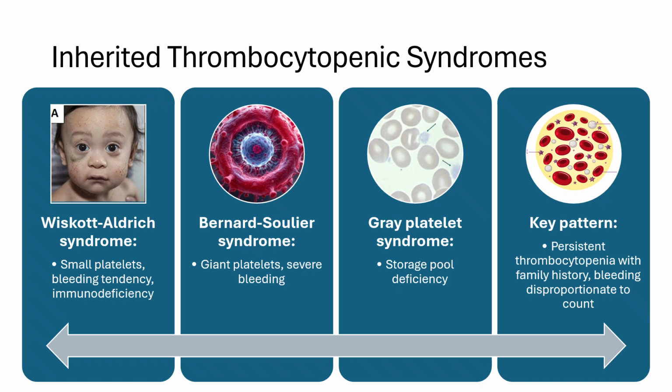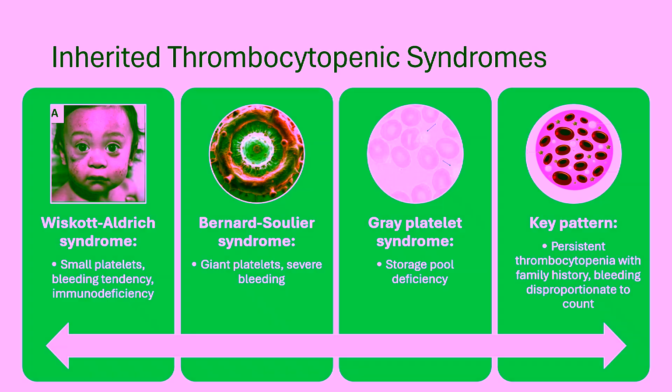Gray platelet syndrome results from alpha-granule deficiency, giving platelets their characteristic pale, agranular appearance on blood smear. These storage pool defects impair platelet activation and aggregation responses. The key diagnostic pattern involves persistent thrombocytopenia with family history, bleeding severity that exceeds what platelet count alone would predict, and distinctive morphologic features that guide specific genetic testing.